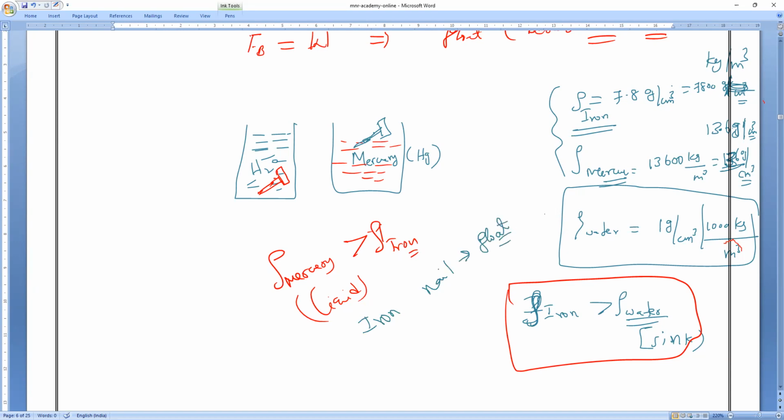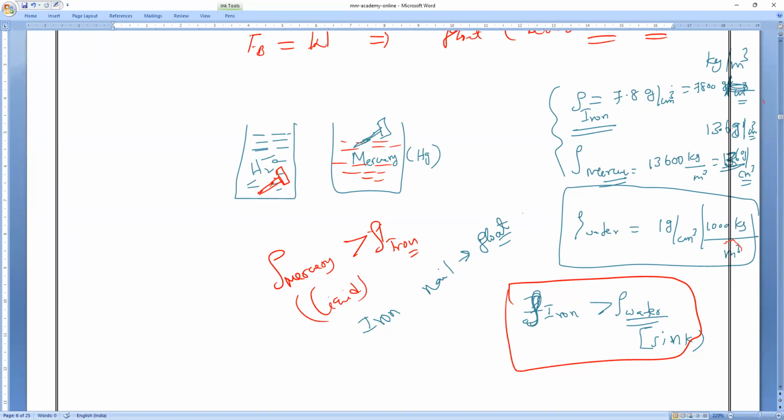So the same object may sink in some liquid and the same object may float in some other liquid. That is the most important point which I want to say. So please note it. The similar object may sink in another liquid. That is what you have to remember. So always be very careful regarding this. Clear, everybody? So density means mass by volume.